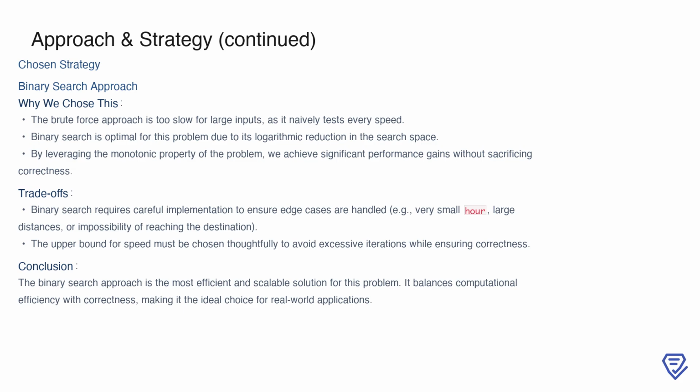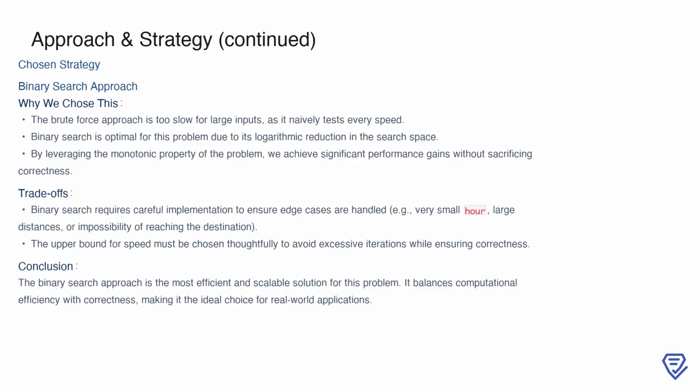However, there are trade-offs to consider. Proper implementation is critical to handle edge cases, such as very small hour values, large distances, or scenarios where reaching the destination within the given time is impossible. Additionally, the choice of the upper bound for speed must balance correctness with computational efficiency. Despite these considerations, binary search remains the most efficient and robust solution, striking an excellent balance between performance and accuracy for this problem.